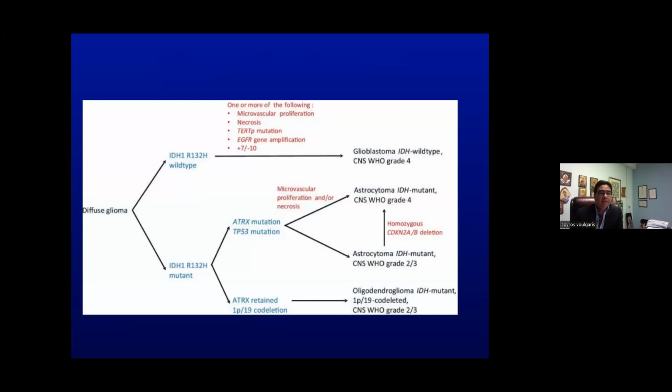As you can see, there is diffuse glioma. If the IDH1 gene is wild type, with microvascular proliferation, necrosis and others, we have the classic glioblastoma, IDH wild type, CNS WHO grade 4. If we have a mutation in IDH1, then we have two ways: ATRX mutation with TP53 mutation, which links to astrocytoma, IDH mutant, CNS WHO grade 2, 3 or 4. And if we have ATRX retained and 1p/19q codeletion, then that tumor is linked to oligodendroglioma.